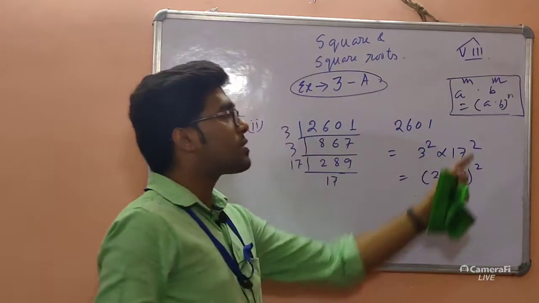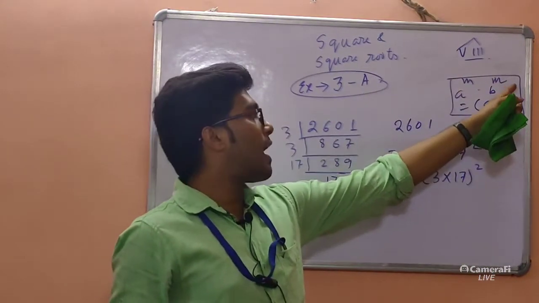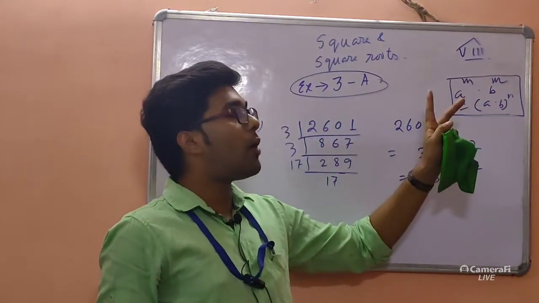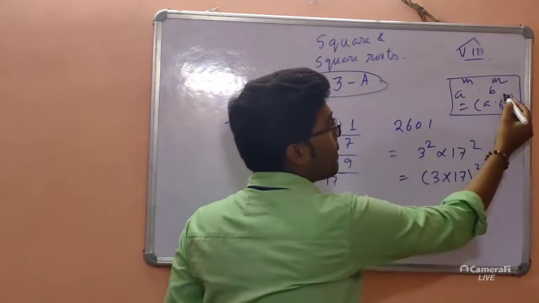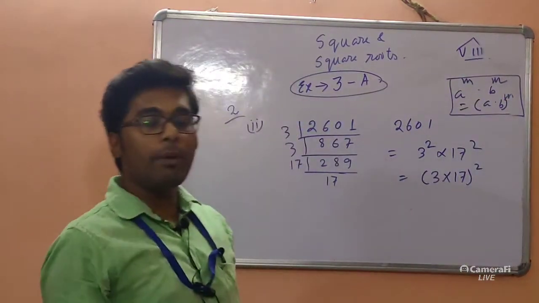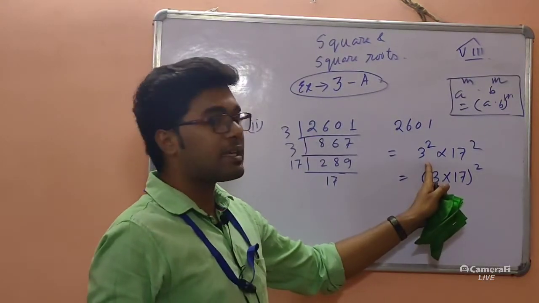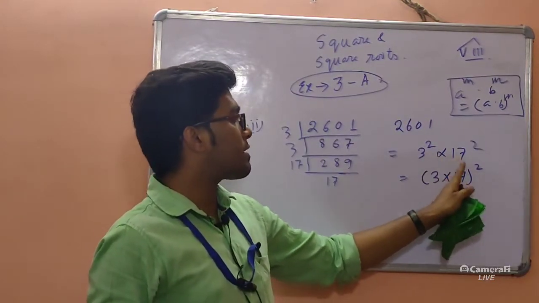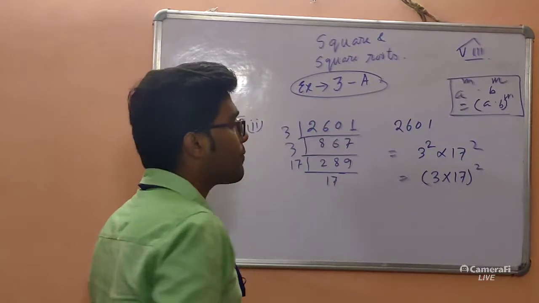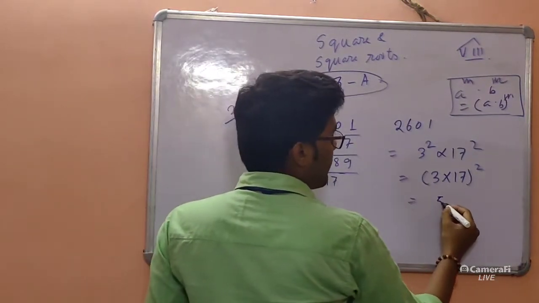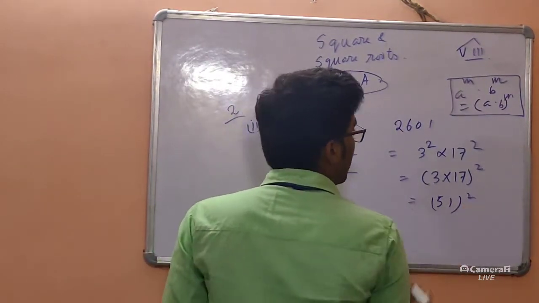How to memorize this? Different numbers having the same power, so the power will go to the common power and these numbers will be in product form. So that is exactly what I have done. 3 square into 17 square, so 3 into 17 whole square. So 3 into 17 becomes 51, 51 whole square.